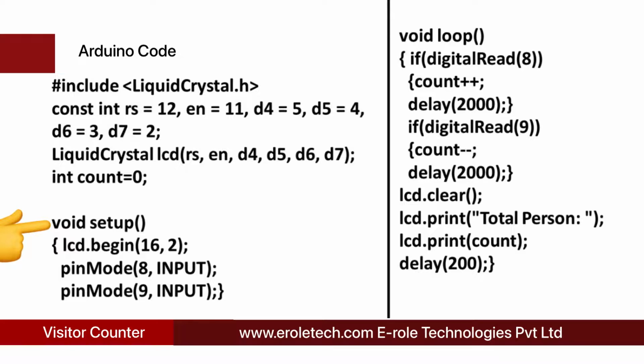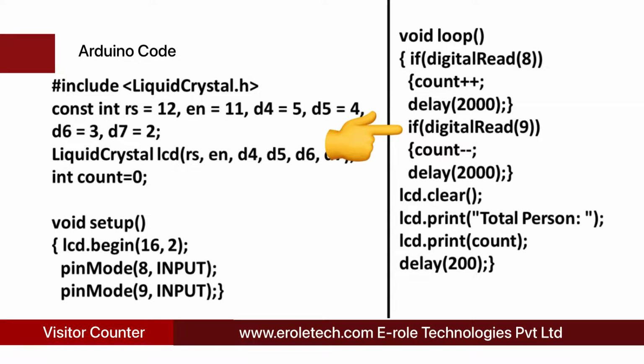Void setup is a function in which we will declare the input and output pins. We are declaring pin number 8 and 9 as input pins. Void loop. This function will run over and over again forever, so whatever we have written inside it will repeat forever. When any person enters the room, IR sensor 1 will give a high signal at its output. When Arduino pin number 8 receives this signal, it increases the count by 1.